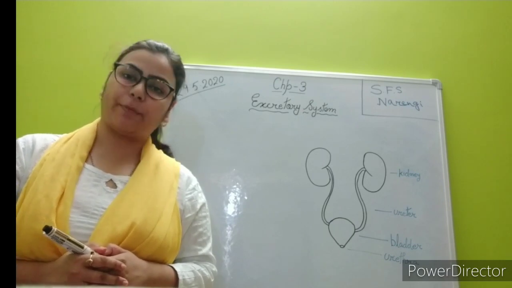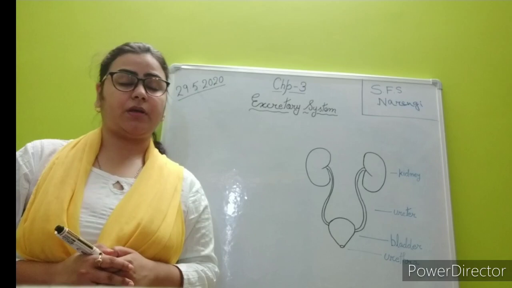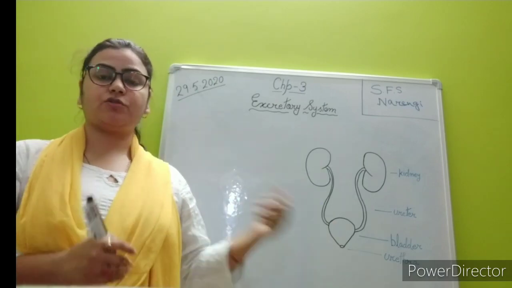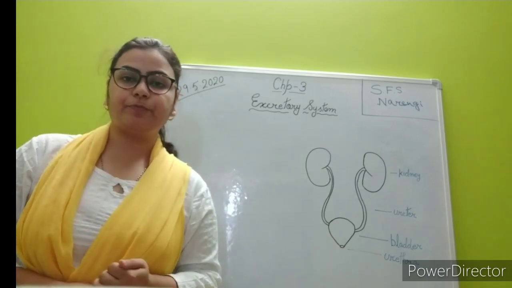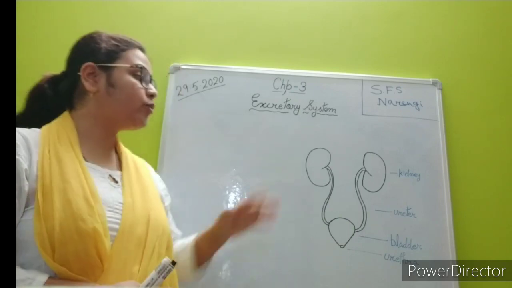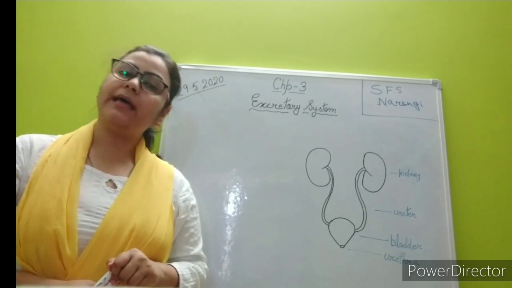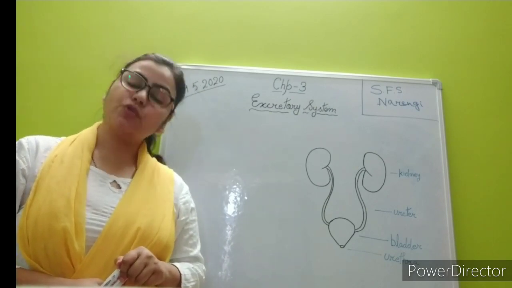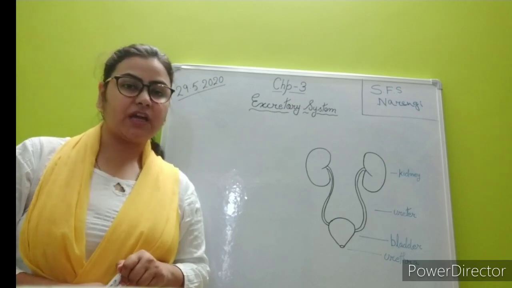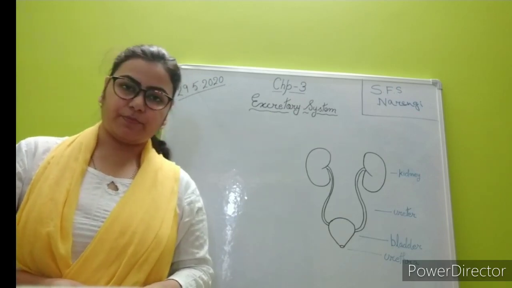We were doing chapter 3, that is the excretory system. Last day I also showed you this diagram, and in my last class I explained about these organs, right? The organs which make up the excretory system. Today we are going to understand the process of excretion.